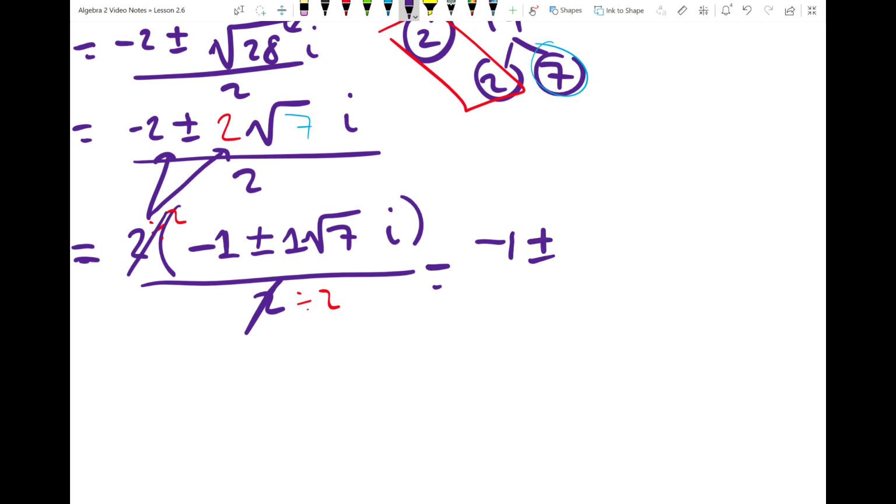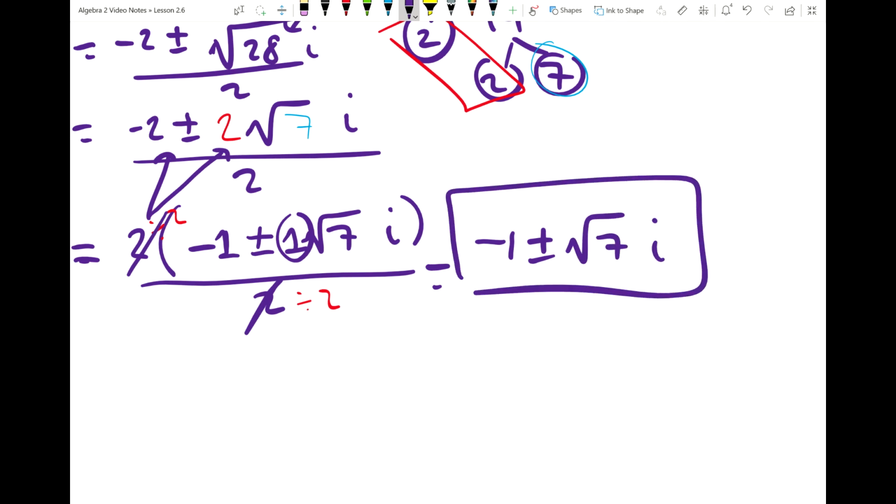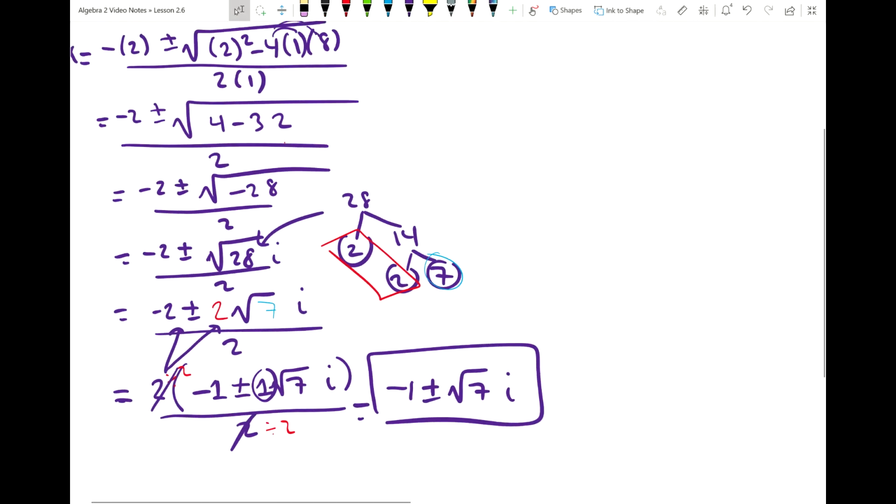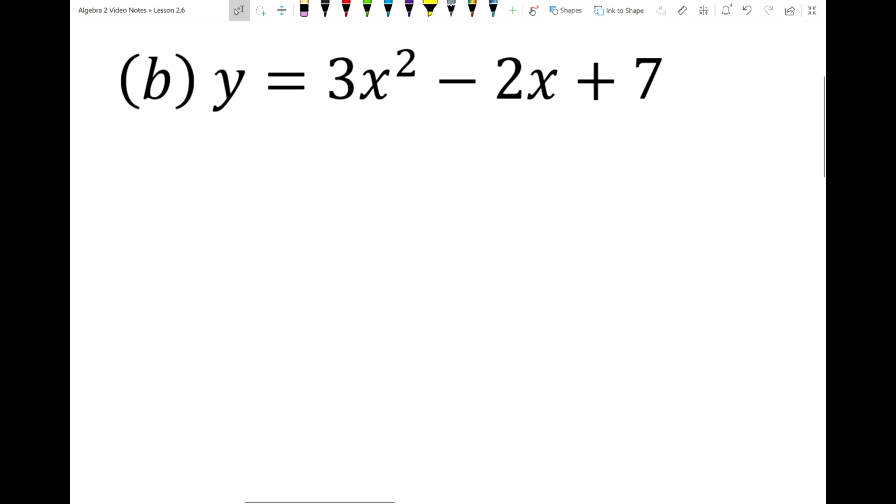So you're left with negative 1 plus or minus. And I'm not going to write that 1 anymore. That 1 is invisible. i. And that's my final answer. That's what x is. Two answers. All right. Now let's look at this one.